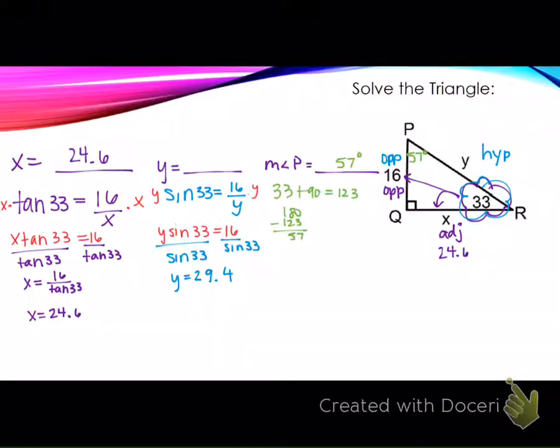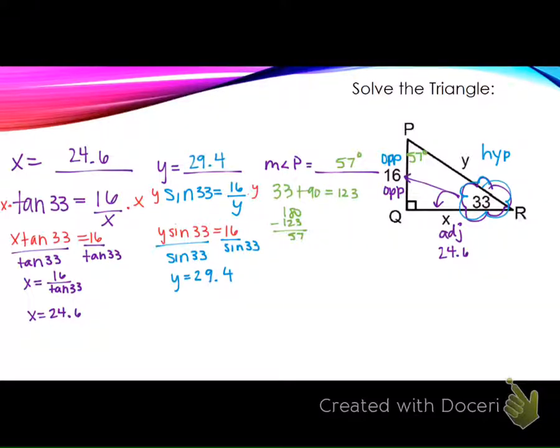Okay, so could you have used the Pythagorean theorem there as well? Did anybody do that? You did? Did you get 29.4 as well? See if you get it at the same time as well, and then we'll go from there.